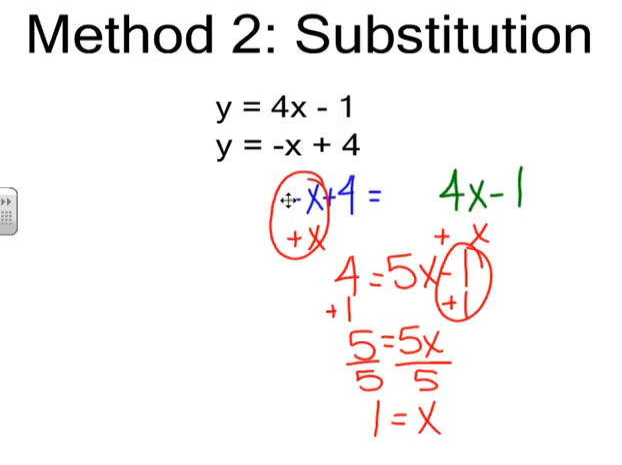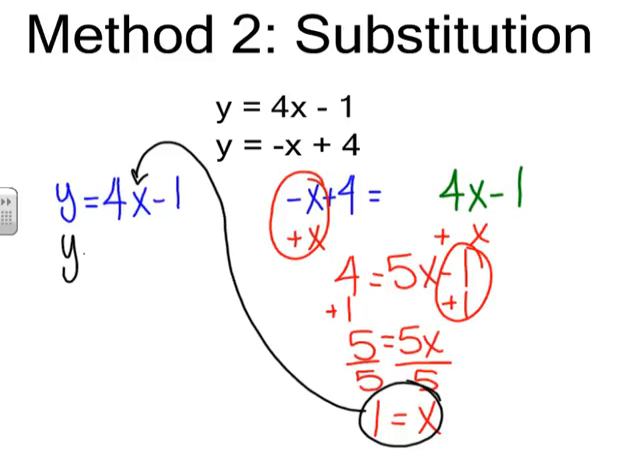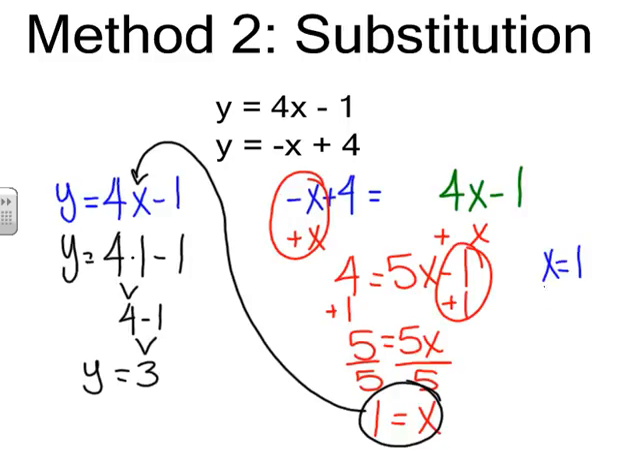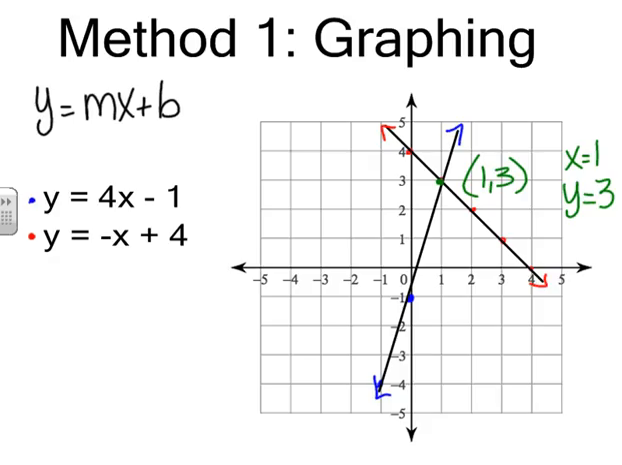So you can go back up, pick your favorite equation. It doesn't matter which one. I'll pick the first one. And you're going to substitute in your value for x into this equation. So y equals 4 times 1 minus 1, which is going to give me an answer of 3. So I get x equals 1 and y equals 3. Just like before, I can also write it as an ordered pair. Now notice, this is the exact same answer as what we got using our graphing method. We just did it a different way.